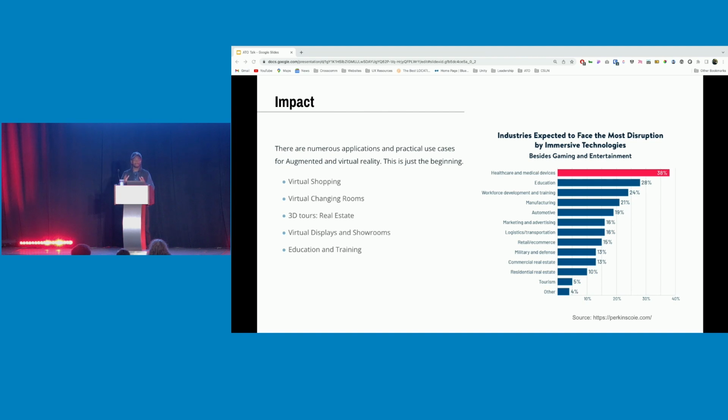VR and AR are starting to move beyond the gaming industry and seep into other places like healthcare and education. We're seeing things like virtual shopping, virtual changing rooms, 3D tours. I don't know how many people during the pandemic went to try to rent properties or buy houses, but it was really hard because you weren't able to see it, right? So 3D tours became a great tool for people to see their homes before purchasing it. Now, I know it's not the same as the real thing, but it's still better than nothing. And I believe this is just the beginning.